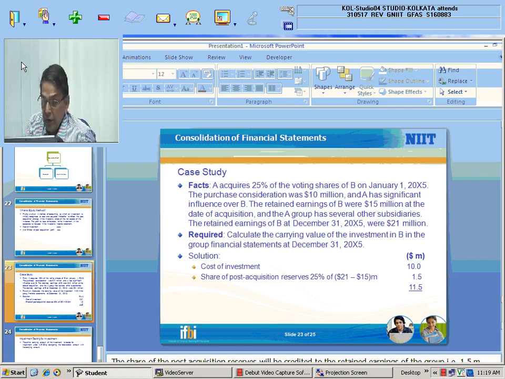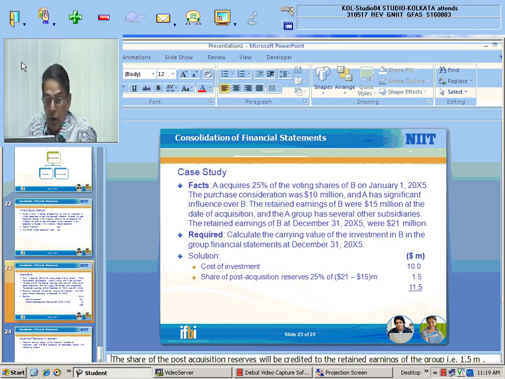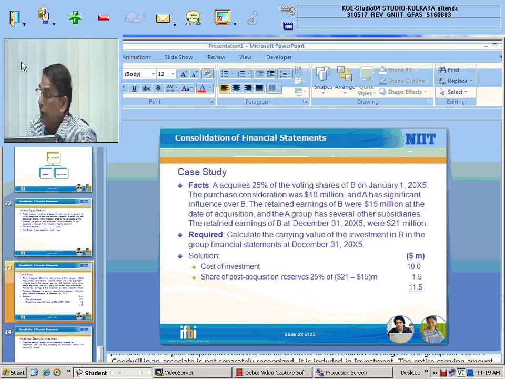In the consolidated income statement, income from associates for the year is reported after profit from operations, but just before profit before tax, because tax has to be paid on that income also.